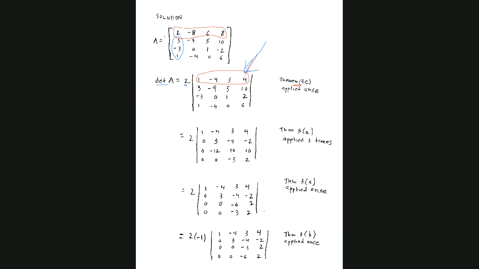Now what we want to do is produce zeros where the 3, -3, and the 1 are, using the 1 here as a pivot, right? How many row operations does that constitute? 3. Will it change the value of the determinant?